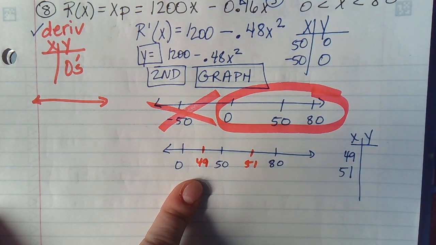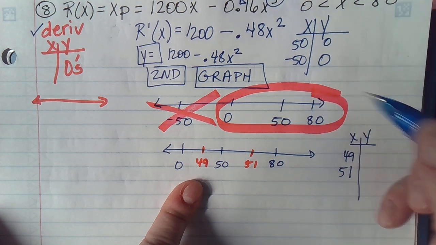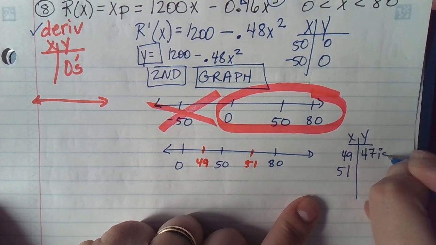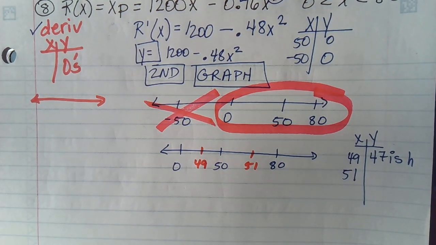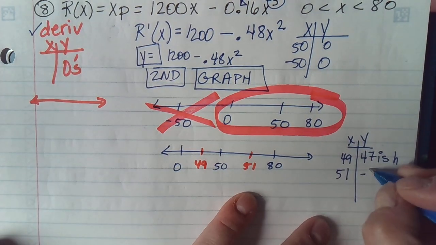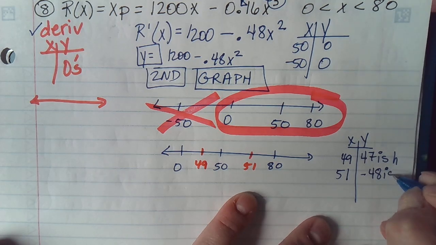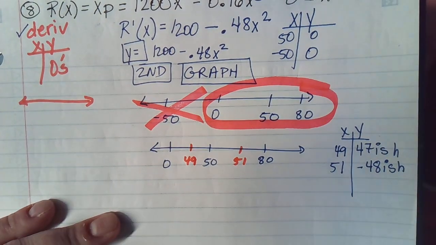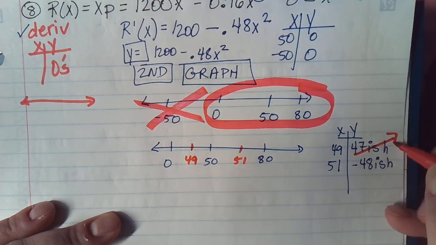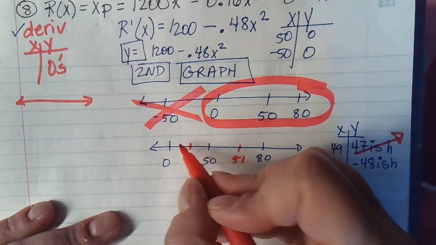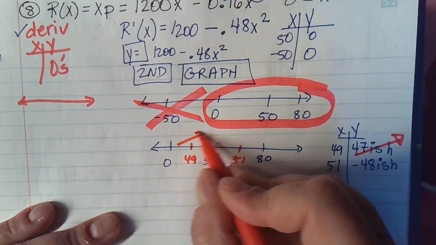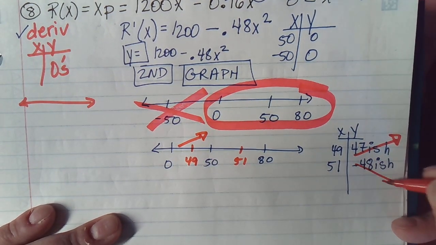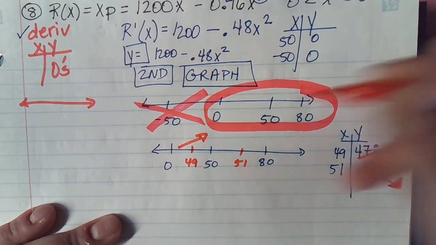Okay. So across from the 49, we had 47-ish. Across from the 51, we had negative 48-ish. I don't really care about the ish because I just care about the symbols. That 47 is positive, so it's going to go up on top of the 49, up. Okay? That negative 48 is negative, so we're going to draw a down arrow on top of the 51.